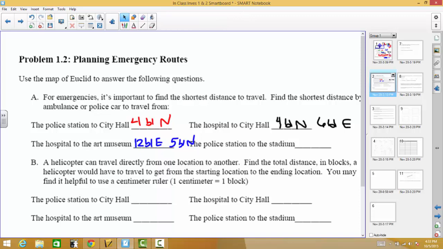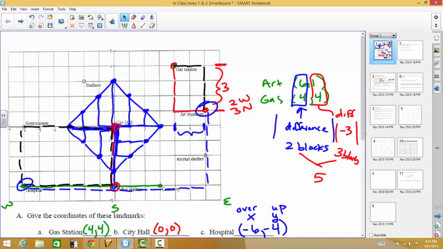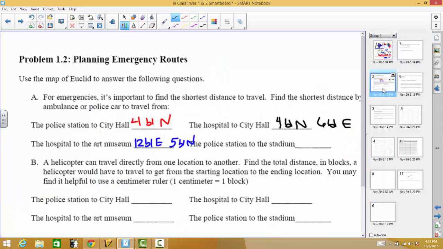Police station to the stadium. So you're going to go from the police station, which is right here, to the stadium, which is right here. So 1, 2 blocks west, 1, 2, 3, 4, 5, 6, 7 blocks east. 2 blocks west, 7 blocks east.